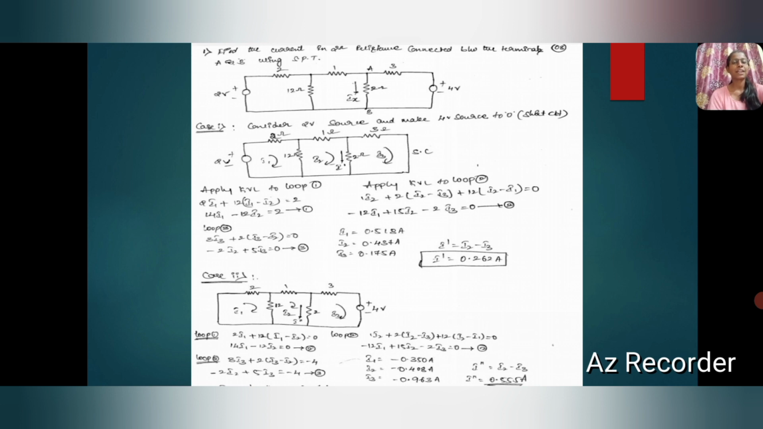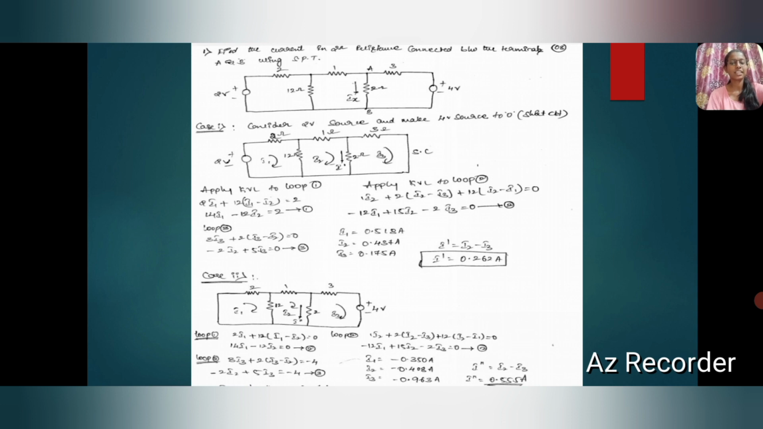By applying the matrix method to equations 1, 2 and 3, we get I1 as 0.518 amps, I2 as 0.437 amperes and I3 as 0.175 amps. Now, we know that I dash is equal to I2 minus I3. By substituting the values of I2 and I3, we get 0.262 amps.